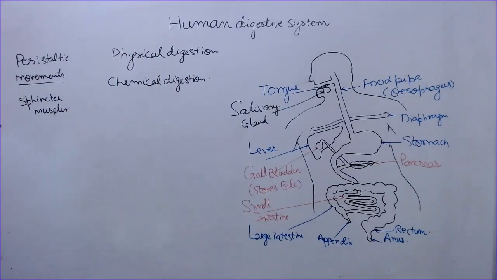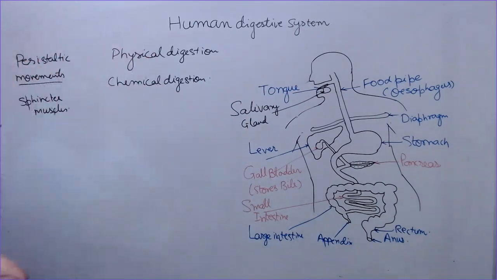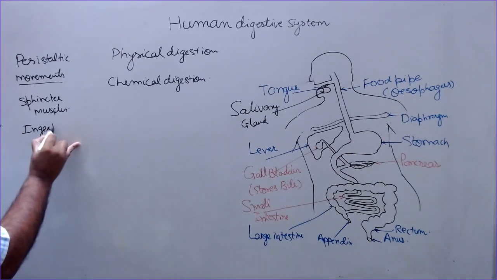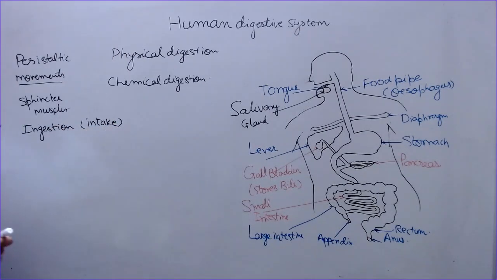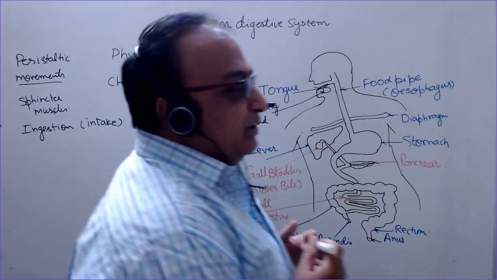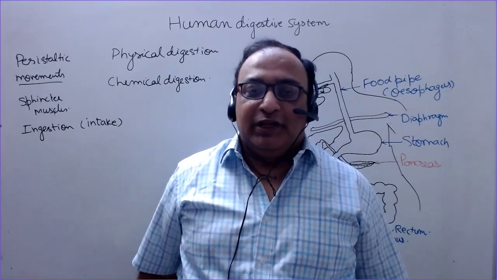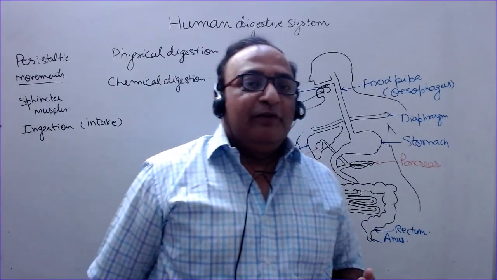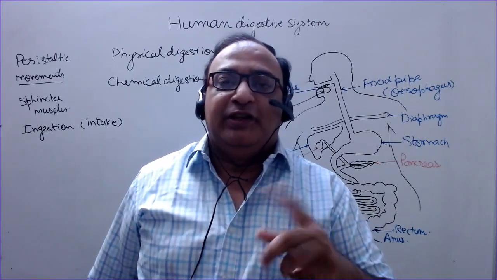Now we can discuss what happens when the food intake starts. That is known as ingestion of the food. This is the first stage, means intake of the food. With the help of the teeth, the teeth cut the food, chew the food, and grind the food, so that the size of the food is reduced. If you have a morsel or a piece of bread, the teeth help in reducing its size by cutting, chewing, and grinding.